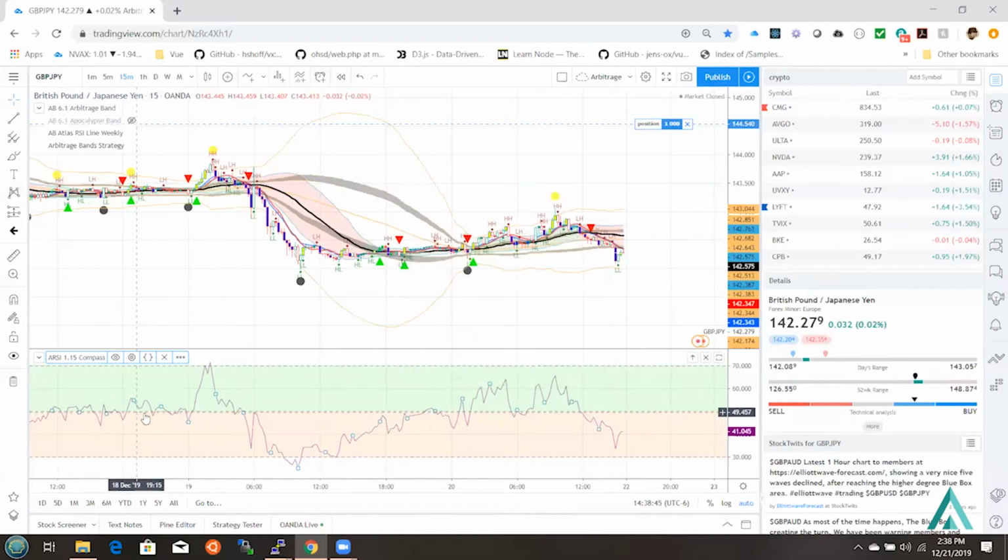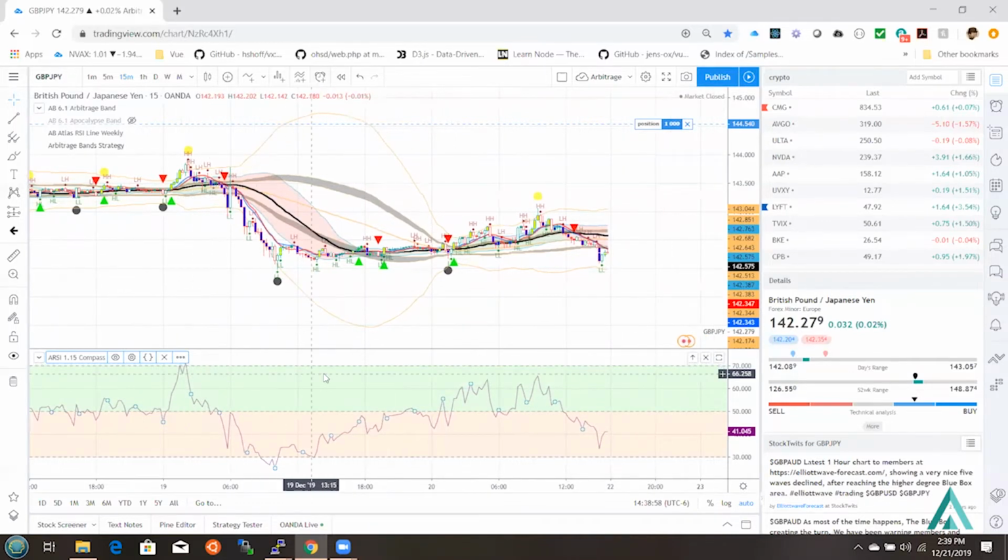I can see that, okay, he's trying, okay, he's above, got my green triangle, got my green band from Atlas, we're good. He reached the top. I see my higher high. I see that he was overbought. He went outside the green there.